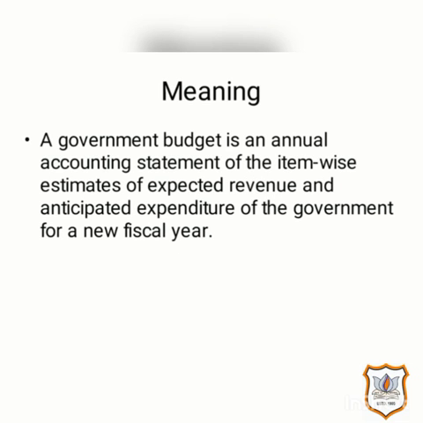Now, talking about the meaning of budget, a government budget is an accounting statement and therefore it records estimated incomes as well as expenditures. All the items of incomes as well as expenditures are recorded, and because it is made in advance for a coming financial year, therefore estimated incomes as well as expenditures are recorded.